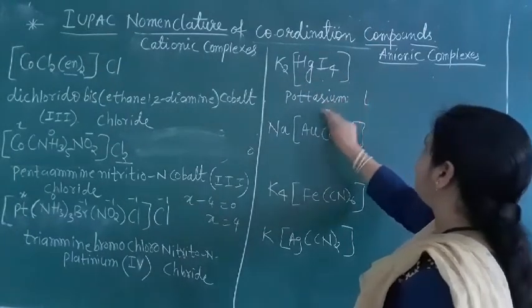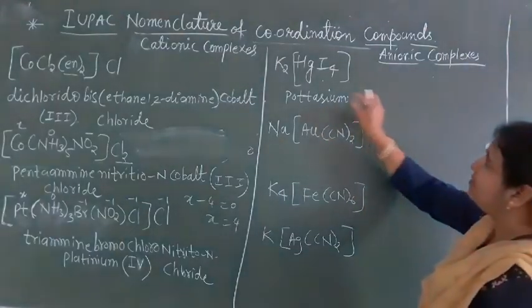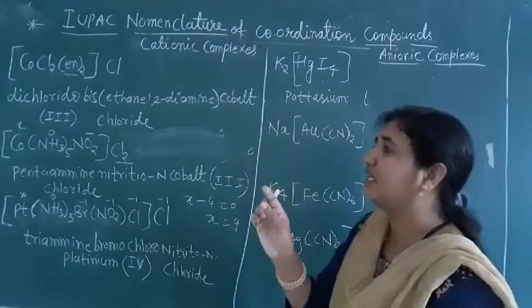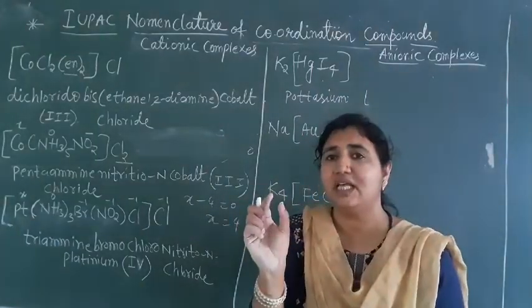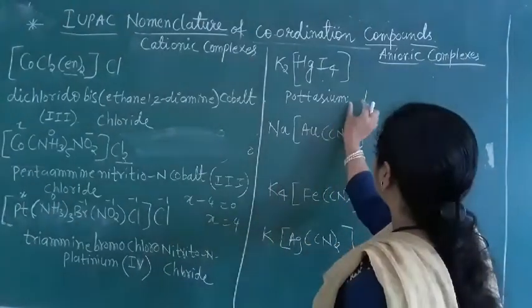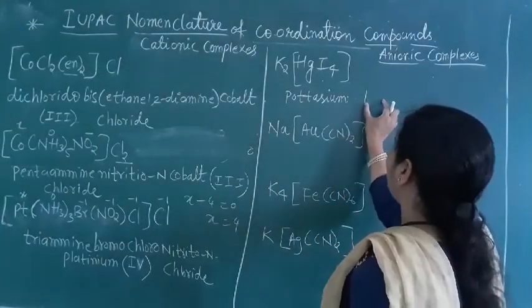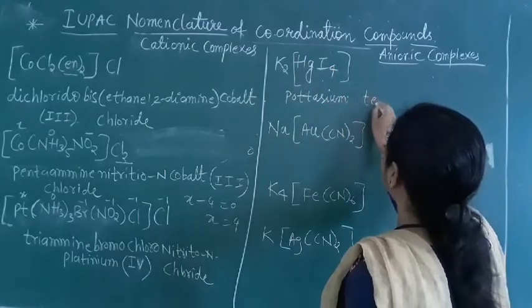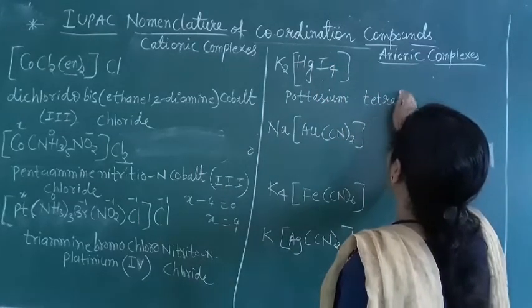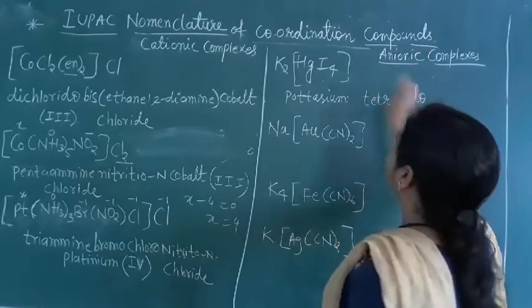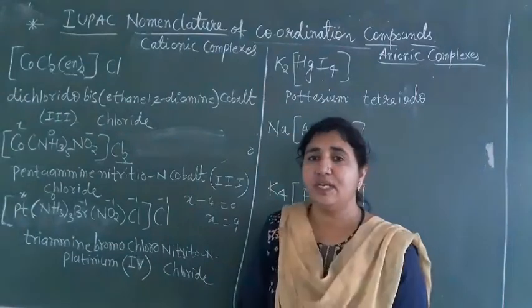Now keep the gap here. This is one cation, this is the anion. So there should be a gap between writing the name of the cation and the anion. Okay, so keep a little bit of gap here and then write down the anion name. First we will write the ligand name. What is the ligand name here? Tetraiodo. Okay. Now mercury, it is Hg.